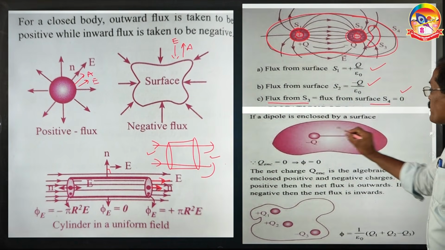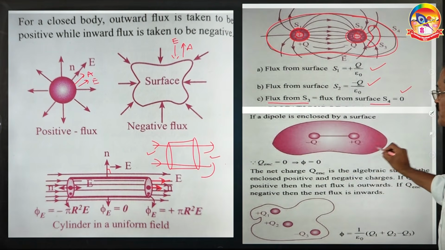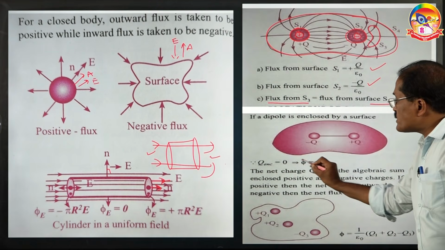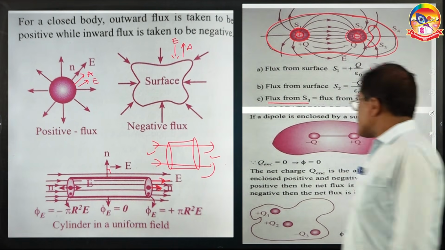Next, this is a dipole, children. If you take the dipole here, and assume a Gaussian surface here, the charge enclosed is equal to 0, therefore net flux is equal to 0. This is one example. Now let us take one more example.